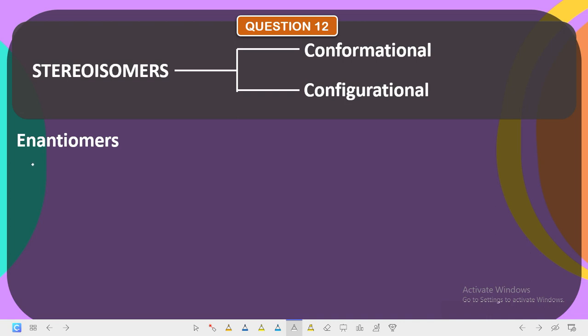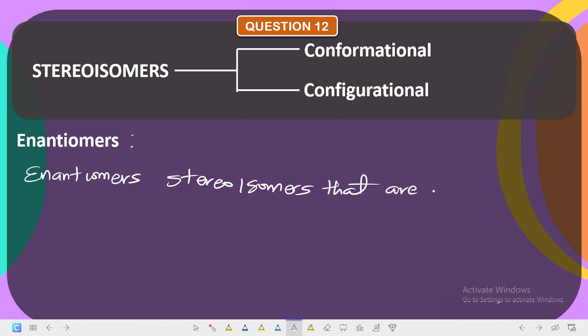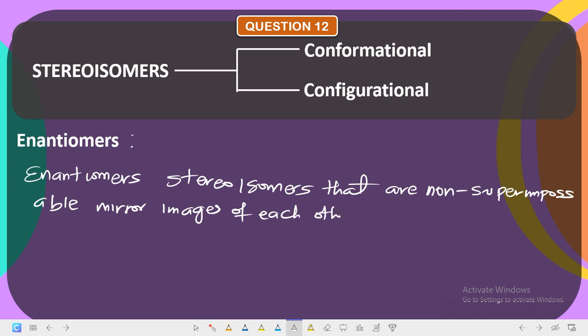Now, let's look at enantiomers again. We say enantiomers are stereoisomers that are non-superimposable mirror images of each other. Those are called enantiomers. Are we getting it?